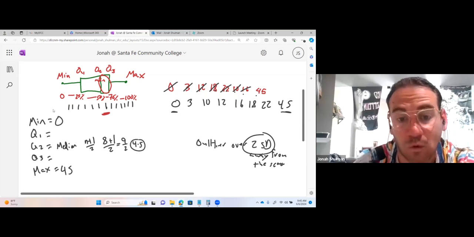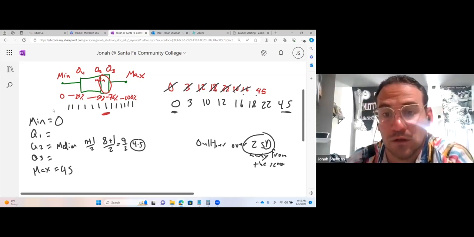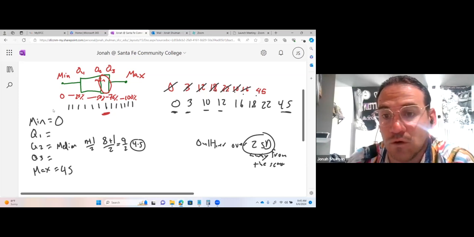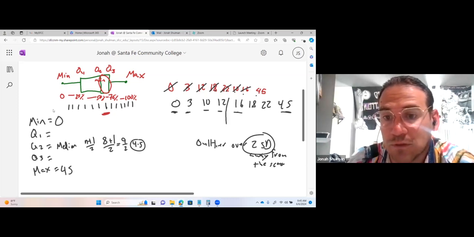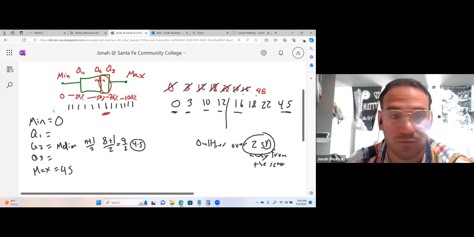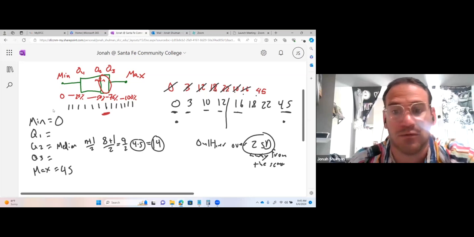So it's between 4 and 5. So 1, 2, 3, 4, and 5. So it's halfway between 12 and 16. It's 14. So our median is 14. So boom, boom, there's the line in the middle.